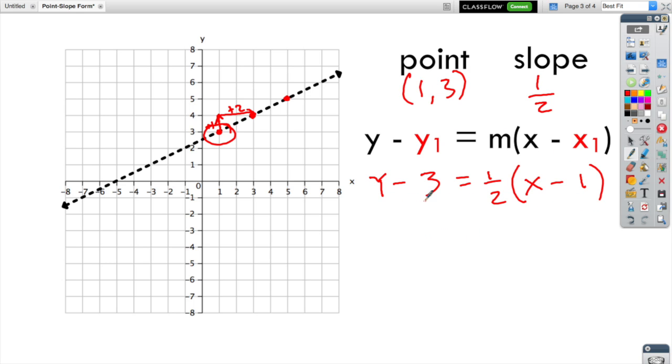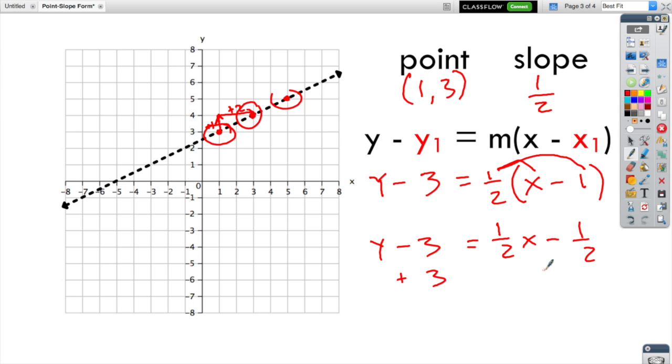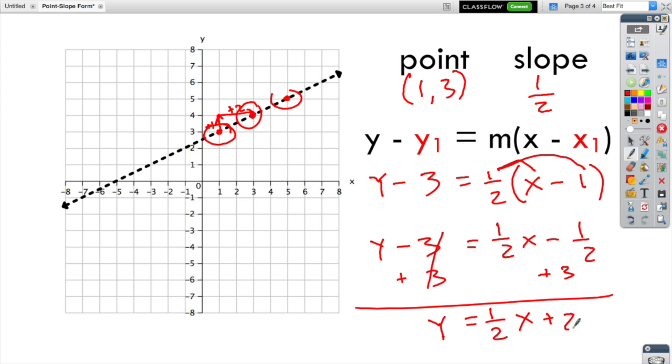And again, because if we had picked a different point, our equation would look different, we always simplify so that everybody's answers look the same in slope-intercept. So let's distribute the 1/2, add 3 to both sides. So we get y by itself equals 1/2 x plus 2.5.